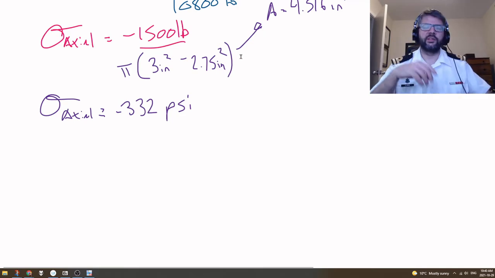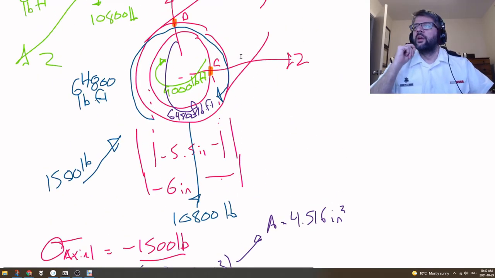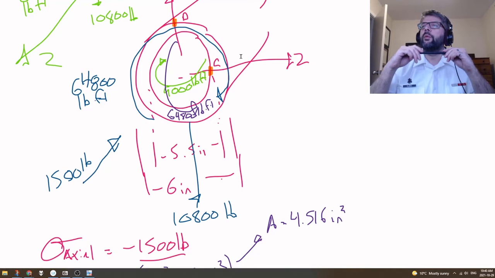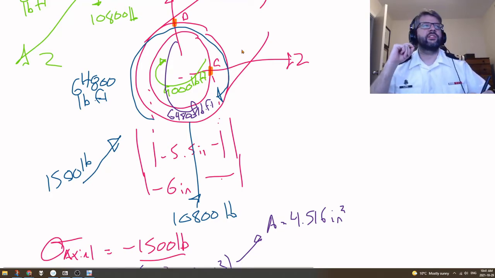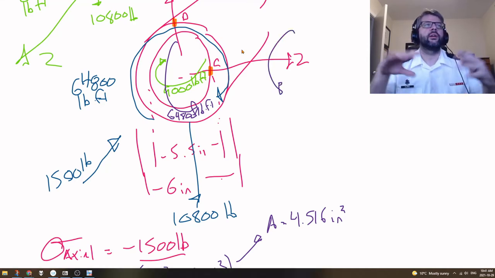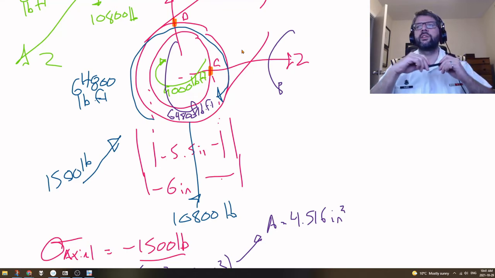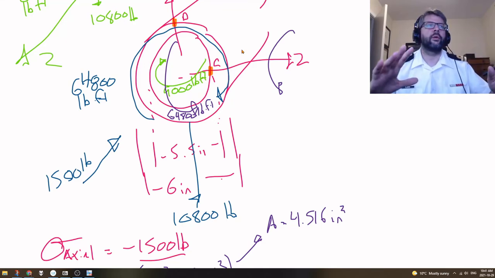So we got our axial. Now, when we're looking at point C here, we're not worried about the stress induced by the moment about the z-axis at all, because point C is at the neutral axis for moments taken about the z-axis. So that's not going to affect our stress at all. We can ignore that one.